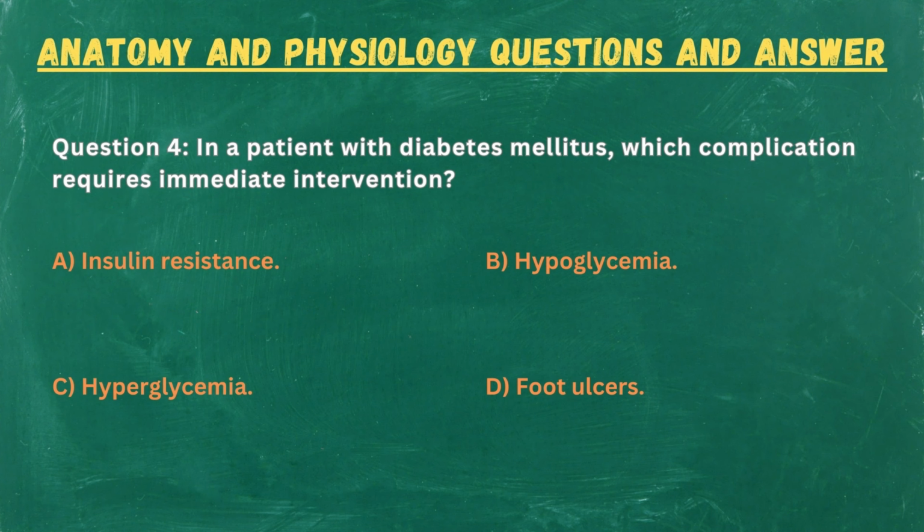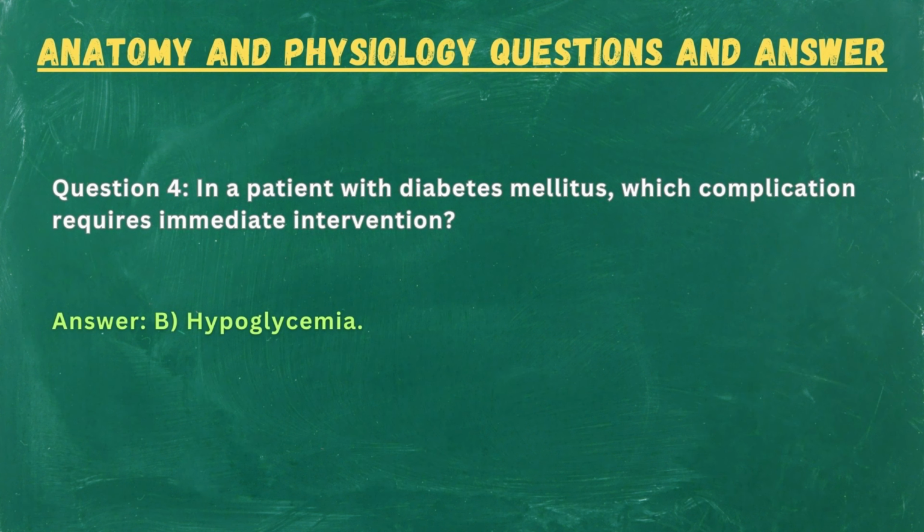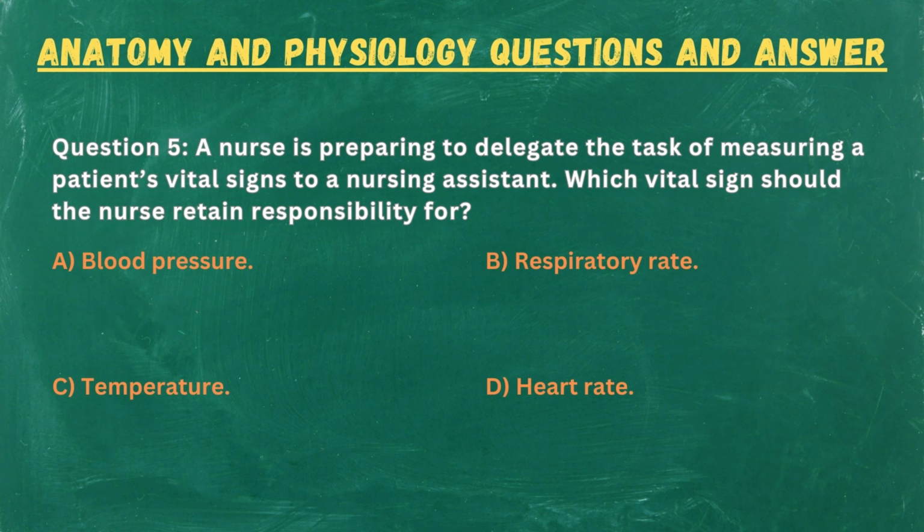Question 4. In a patient with diabetes mellitus, which complication requires immediate intervention? A. Insulin resistance. B. Hypoglycemia. C. Hyperglycemia. D. Foot ulcers. Answer: B. Hypoglycemia.